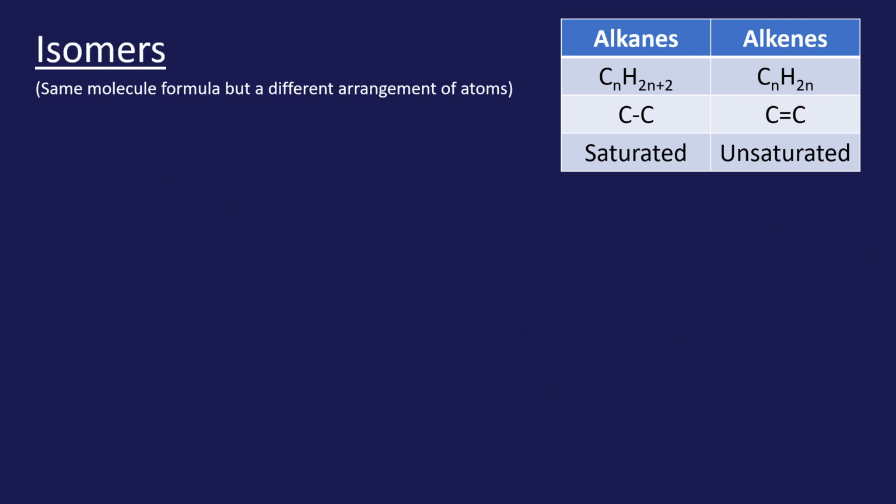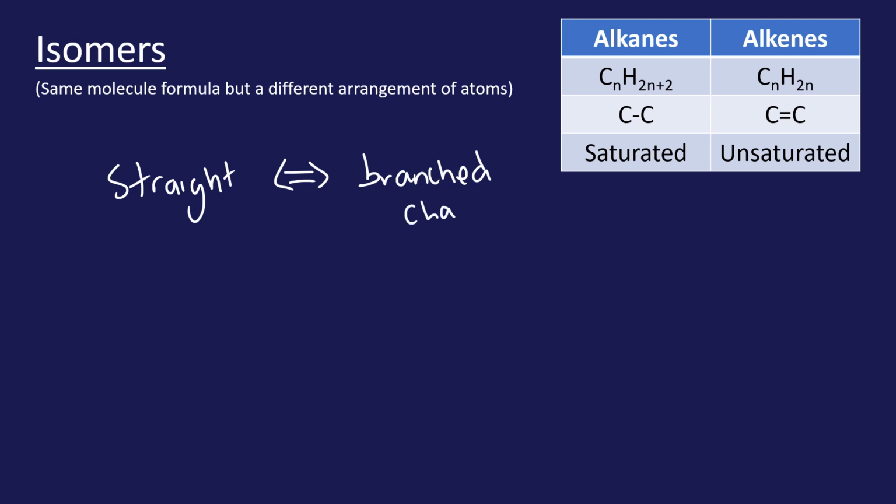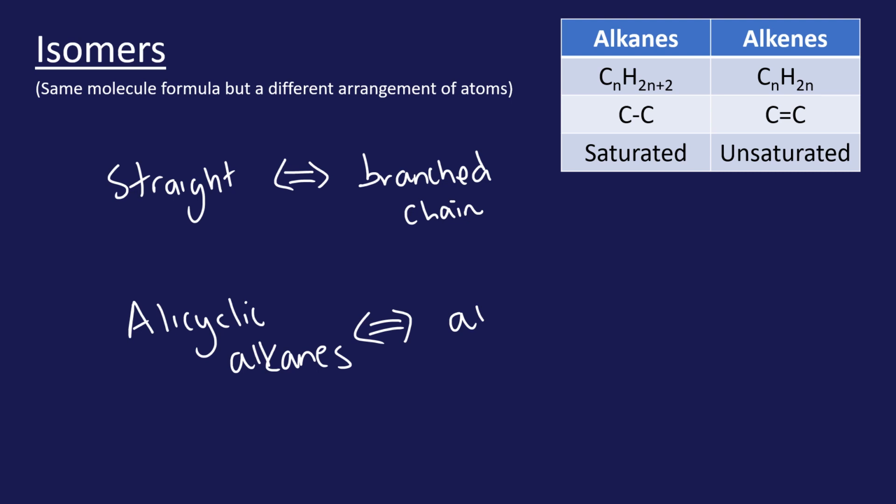So just to summarize what we found with isomers then. Straight chains can be isomers with some branched chains because they can have the same molecular formula but different structures. We've also seen that alicyclic alkanes are functional group isomers with alkenes because they have the same formula but different structures.